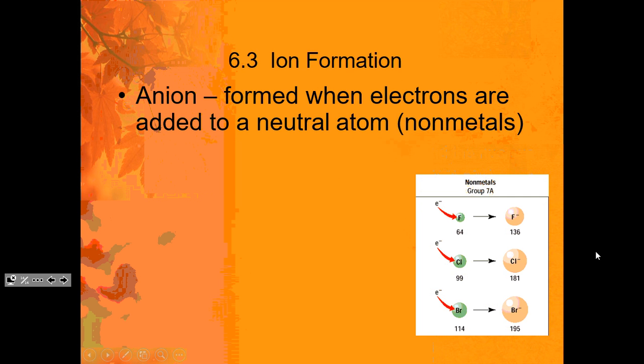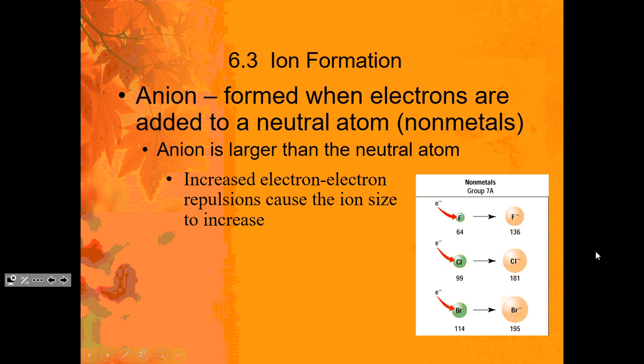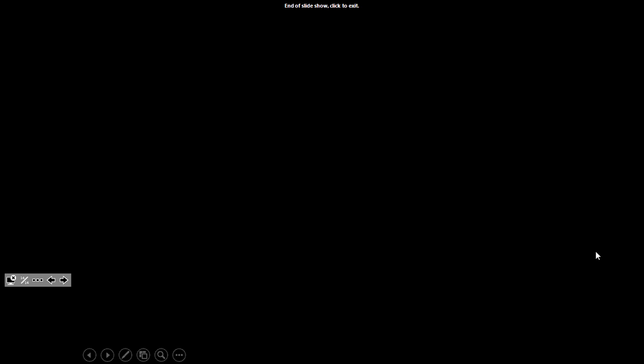Now, the opposite of cations is anions, and this is what nonmetals do. They're going to become stable through the gaining of electrons to form a negatively charged ion or anion. Think of it as anti-negative against. Anions are always larger than the neutral atom, and that's because we have more electrons. That's increased the number of electron-electron repulsions with the same straight nucleus. So it's going to end up swelling in size.